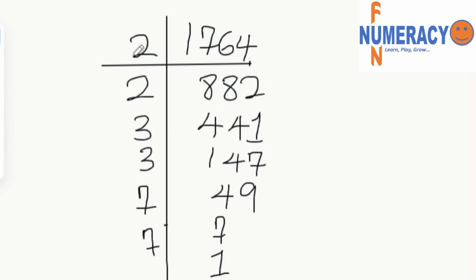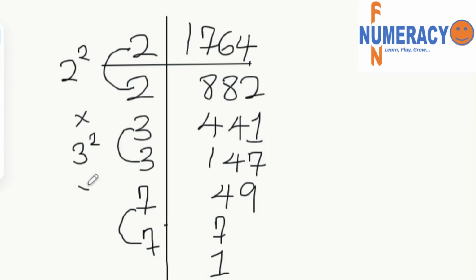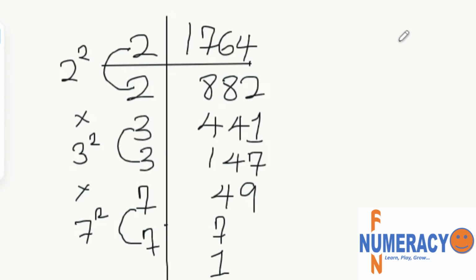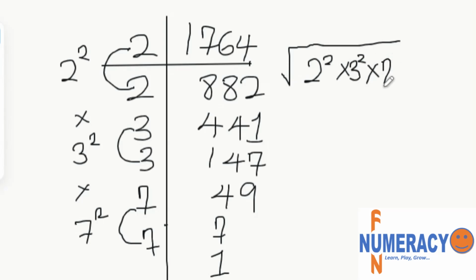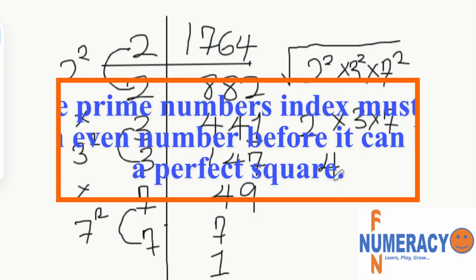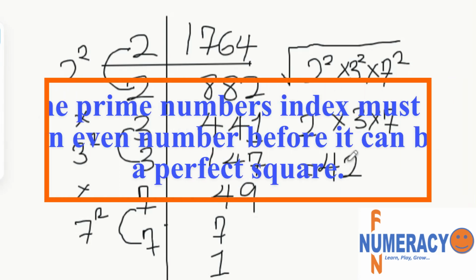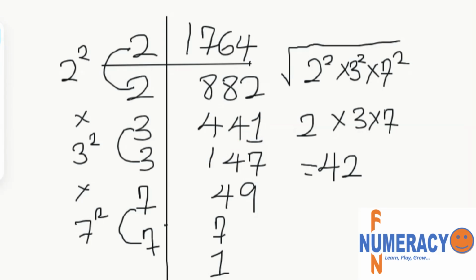So we pair them together: 2 times 2, 2 times 2, and 7 times 7. So this is like saying 2 squared times 3 squared times 7 squared. So the square root of this will be 2 times 3 times 7, which will give us 42. So 42 times 42 will give us 1764.